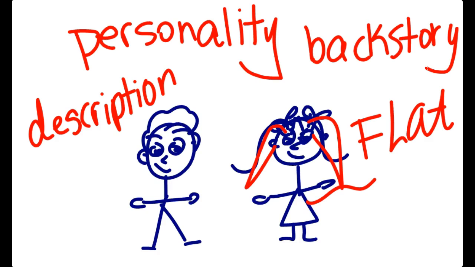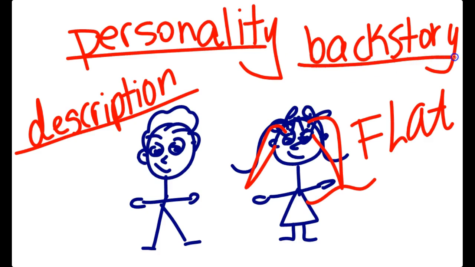shape shifting is a thing. It's not a thing, I don't think it's a thing, but in our story, it is. It is a thing. So we want to know the character's backstory. We want to understand them. So when you have the description, you have the personality, you have the backstory.